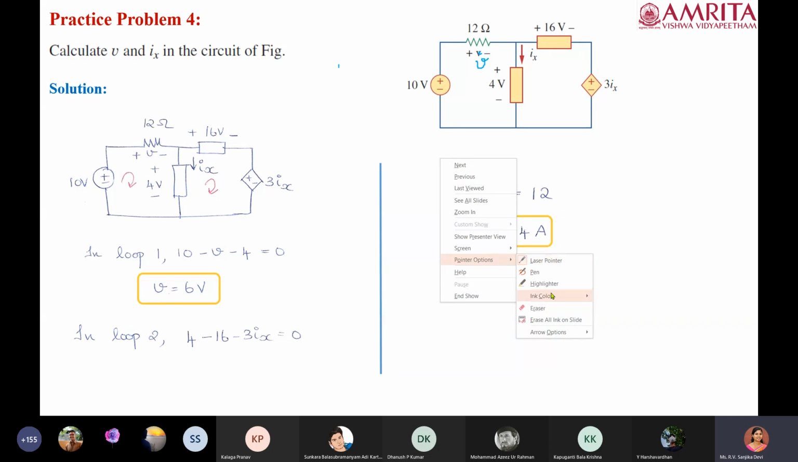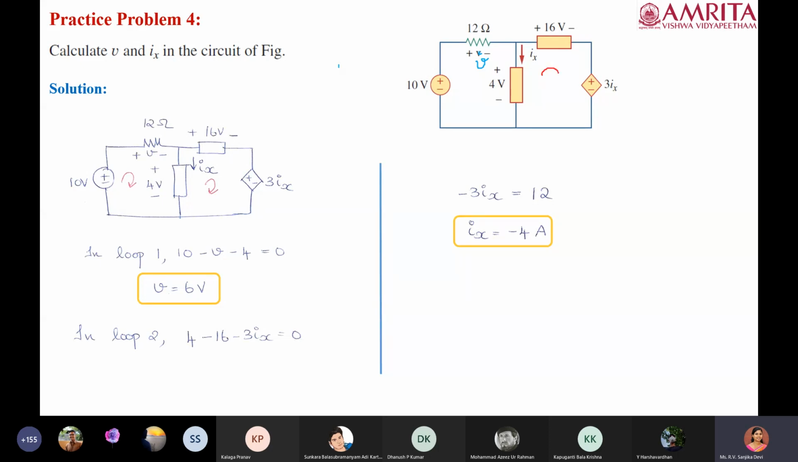Okay, so for this second loop, if you are going with the entering convention, should I keep the same direction of current? Yes, ma'am. I'll show it here. I am taking the same direction of current, and I'll go with the terminal where the current is actually entering. So it is -4. For the second element, current is entering the plus terminal, so it is +16. And for the third element, current is entering the positive terminal, so it is +3ix, equal to 0.